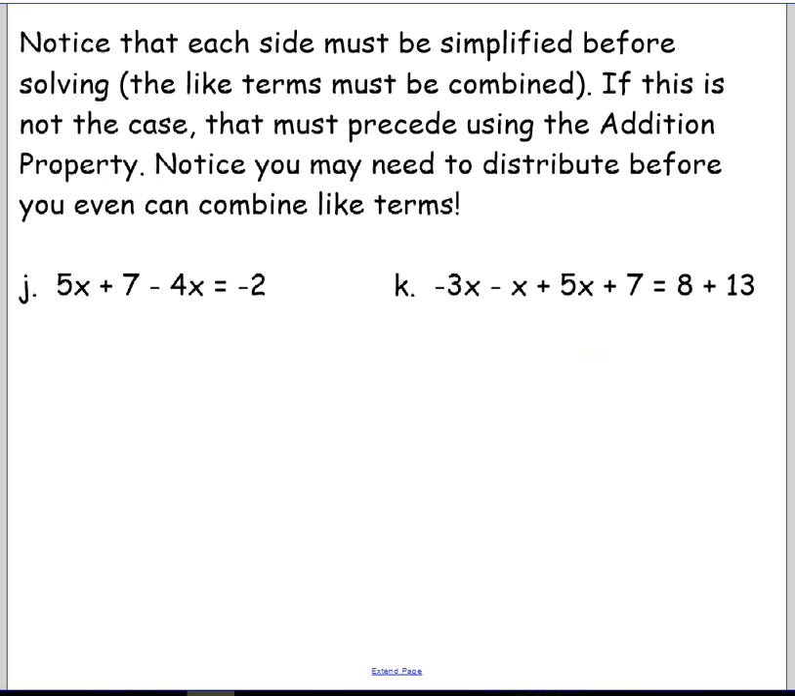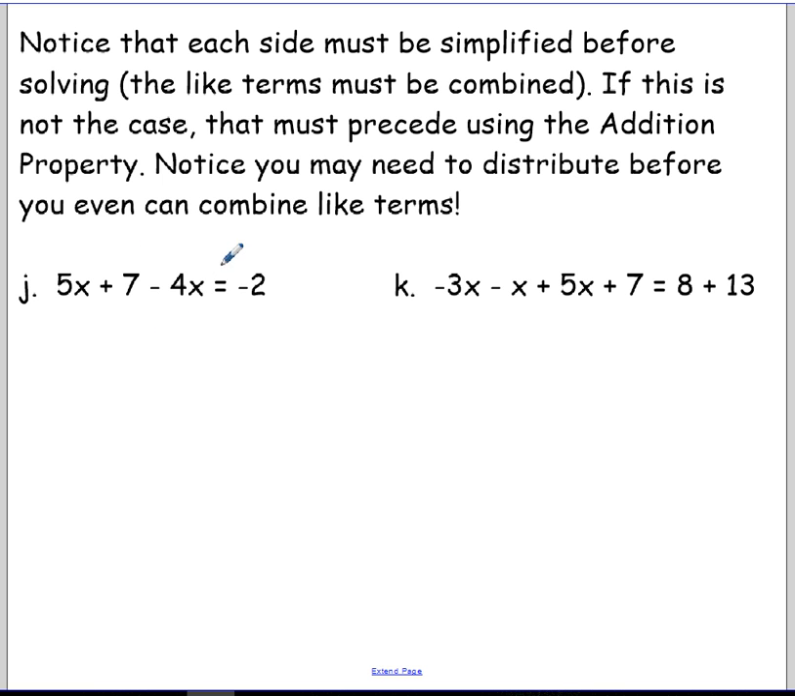So notice that each side must be simplified before solving, so the like terms must be combined. If this is not the case, then that must precede using the addition property. Notice you may need to distribute before you can even combine like terms. So we're given a couple examples where we have to simplify before we can solve for x. So this is where some people get confused.